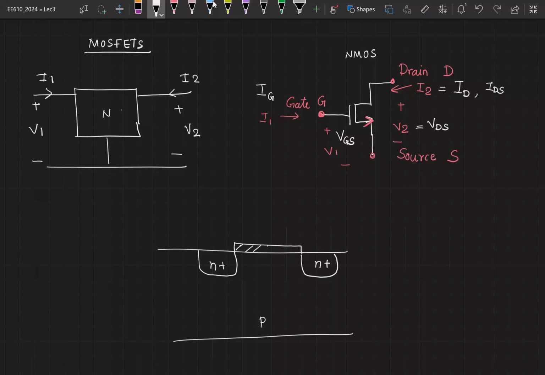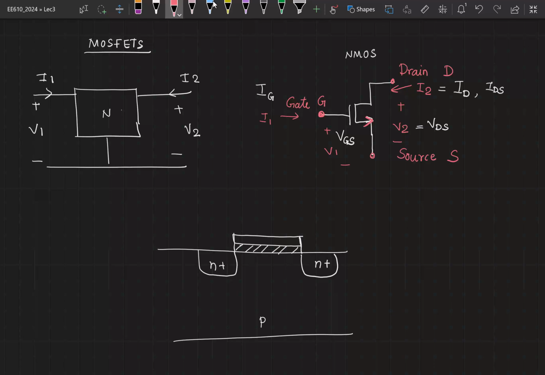Then you will have an oxide layer. On top of it, you will have a gate. Earlier this gate was fabricated using metal, so you had a metal, oxide, and a semiconductor region. That is how this MOS came about to be. But now the gate is no longer created using a metal, it's done using polysilicon. But for historical reasons, we still call this a MOS transistor.